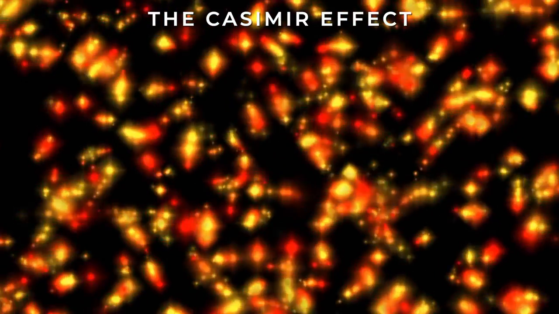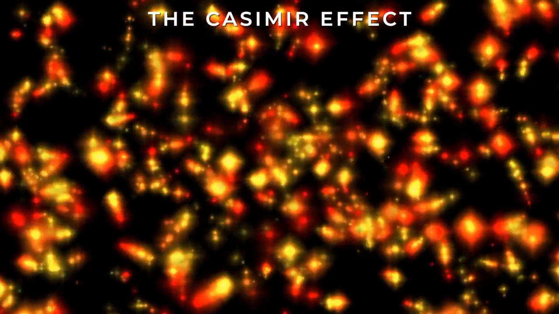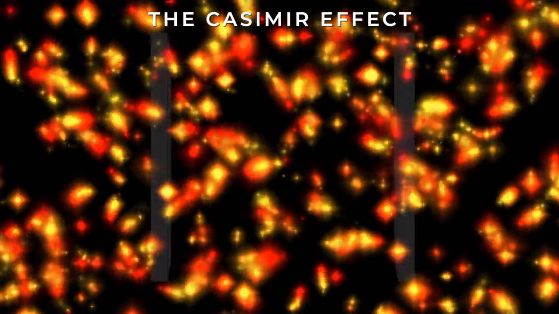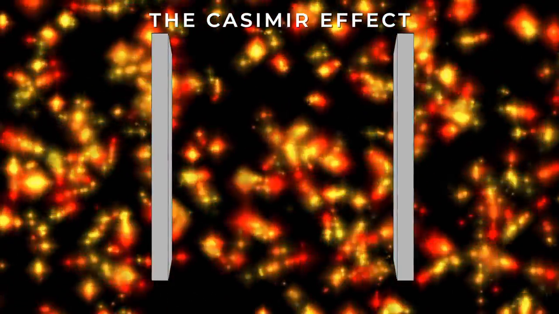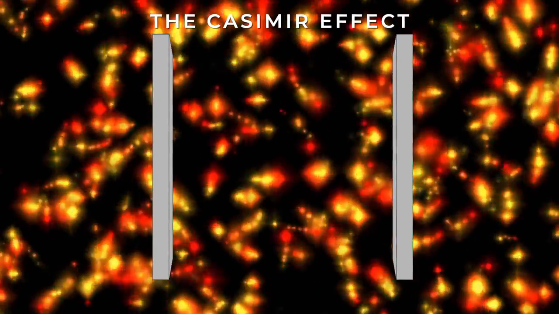There is a measurement that validates both the cloud of virtual particles in space and their wave nature, and it's called the Casimir effect. This experiment is conceptually simple. Take two metal plates and put them parallel to one another and separated by a very small gap.